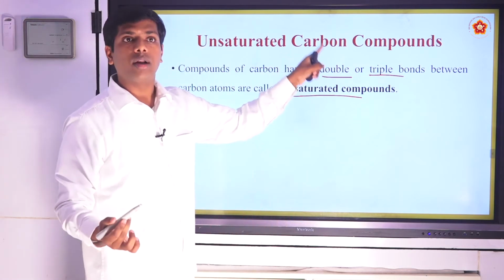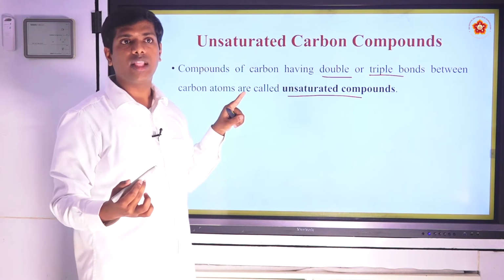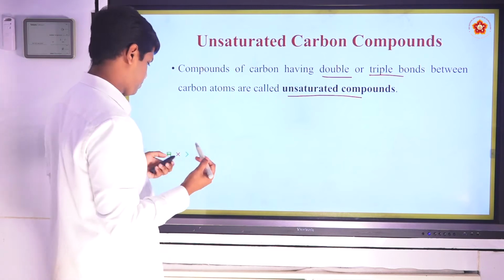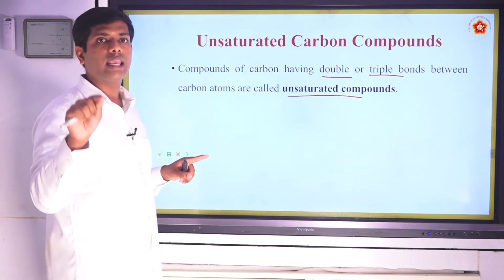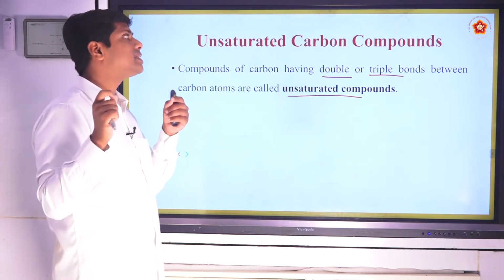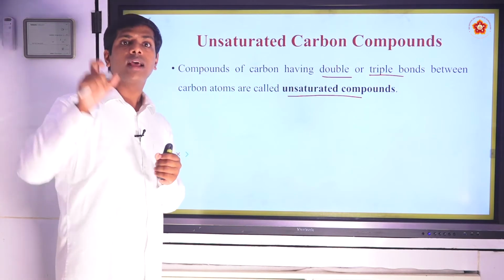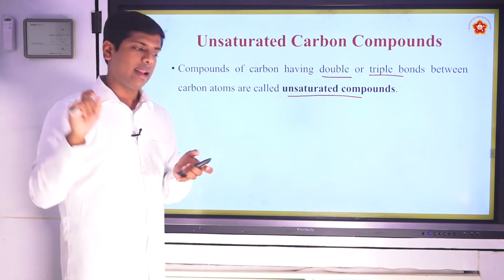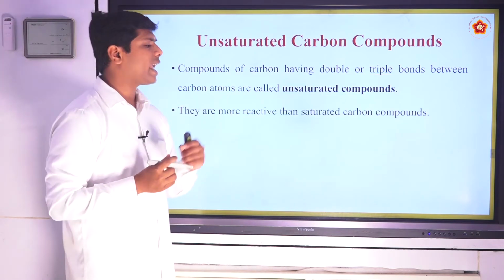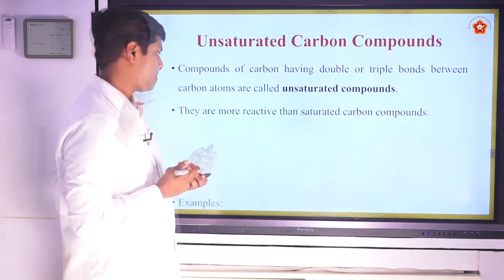If there is a double bond, they are called alkenes. If there is a triple bond between the carbon atoms, they are called alkynes. We are going to discuss alkanes, alkenes and alkynes in the next class. But before that, you have to know the basics: saturated and unsaturated compounds are the basics for alkanes, alkenes and alkynes. Next, they are more reactive than saturated compounds.